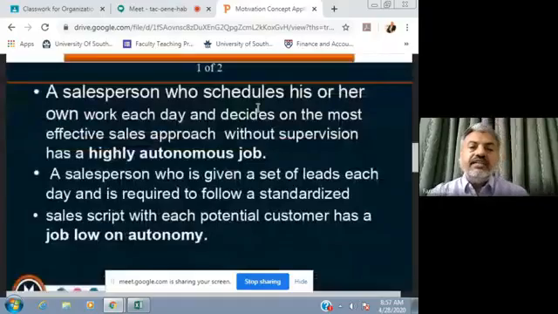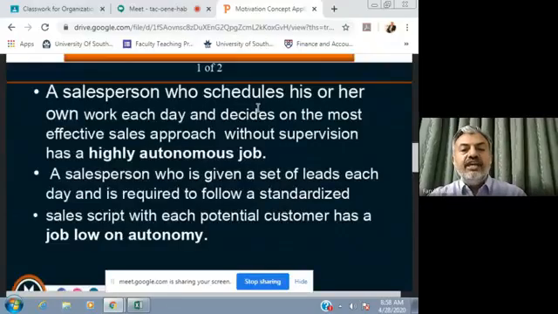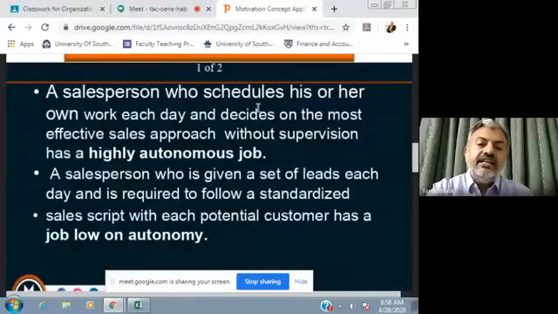We discussed the example of a salesperson who gets all sorts of autonomy to schedule their work and then decide how they are going to carry it out. That's why they score highly on autonomous jobs. And a person who is given a fixed set of instructions, that these are the solar panels that you have to sell, and this is the list of 50 customers that you have to call and sell solar panels to, each and every one of them. So his job is fixed and monotonous. That's why it is low on autonomy.